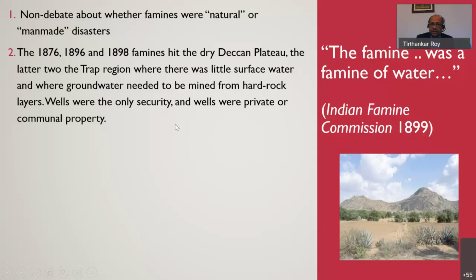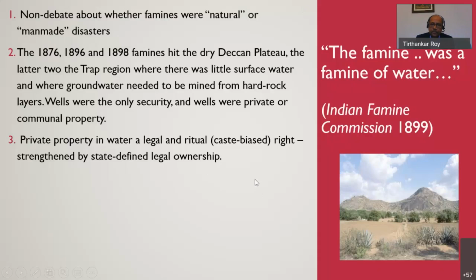So these are the three famines that hit the dry Deccan Plateau. The second two were in the Trap region, where there was little surface water and where groundwater needed to be mined from hard rock layers. Now, whenever you have this problem that surface water is no good when there is successive monsoon failure, and that happened in India from time to time, wells are the only security. And the problem is that wells were private or communal property. They are not public property. Private property in water, especially well-based water, was a legal and a ritual right, that is a caste-based right. Community wells in the 1880s, universally in India, but especially in South India, were segregated, and locally these segregation rights were strong.